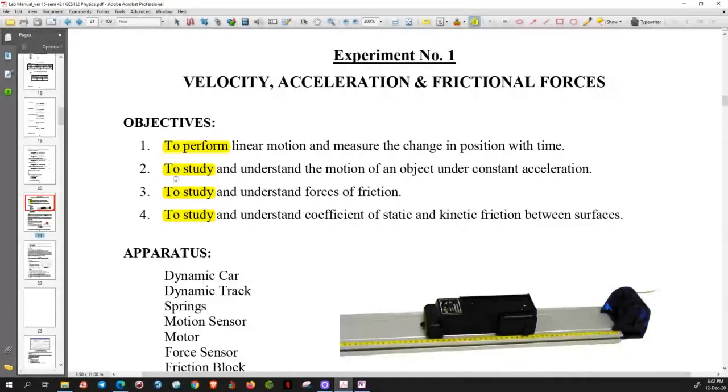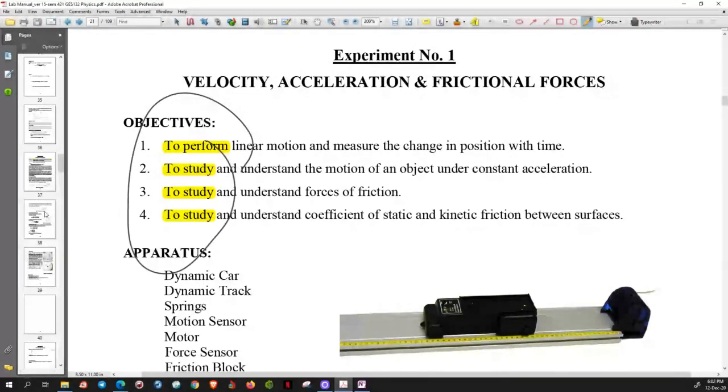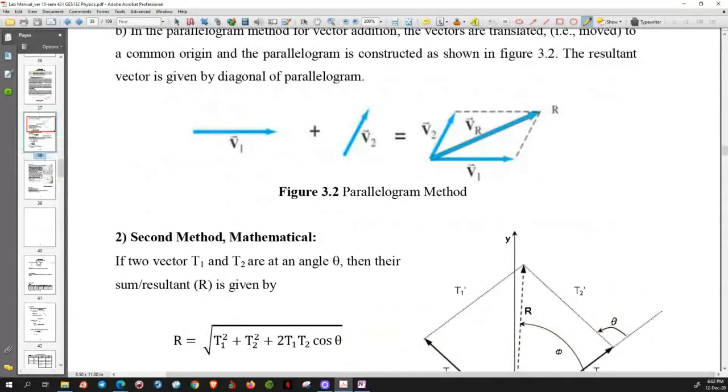So again, to study, to perform. As you can see, you only need to understand the first keyword, or what we call the action word. We must write one objective. I already explained that. Okay, you must understand how to use the keywords. Okay, these are the keywords to make the objective. So let's go to our experiment number 3, which is in the final exam, objects in equilibrium.